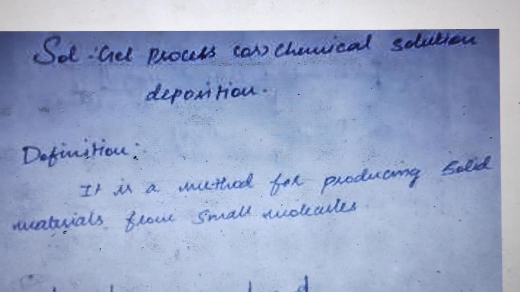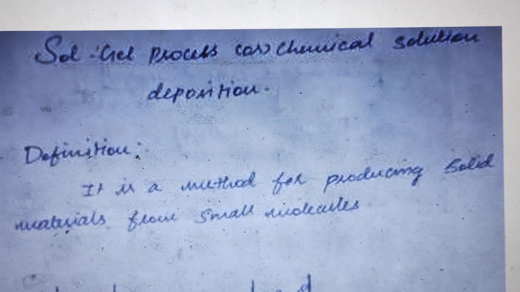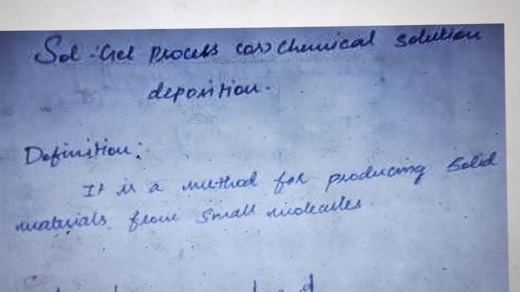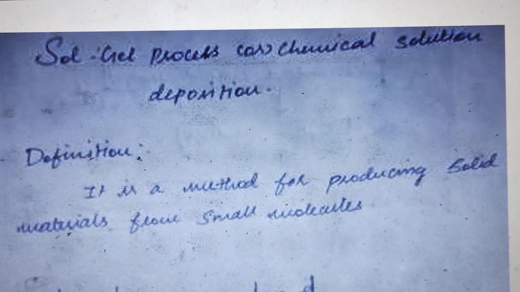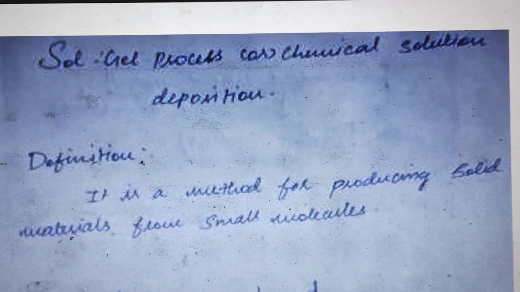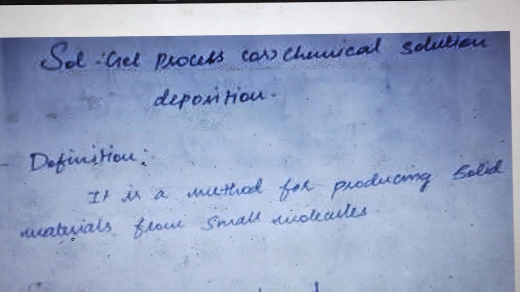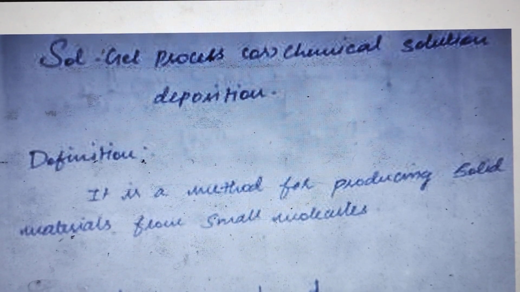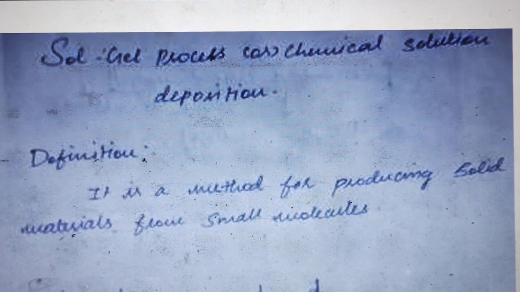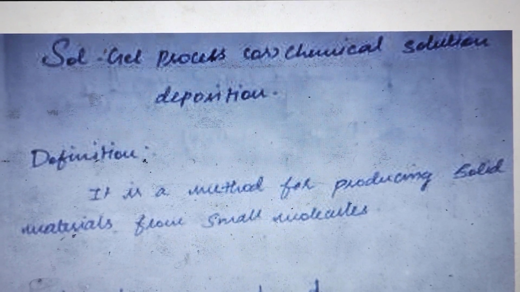Today we are going to discuss the sol-gel process, or chemical solution decomposition of nanomaterials. What is the sol-gel process? By definition, it is a method for producing solid materials from small molecules. That means the small molecules will combine and the solid material will be produced. That is called the sol-gel process.